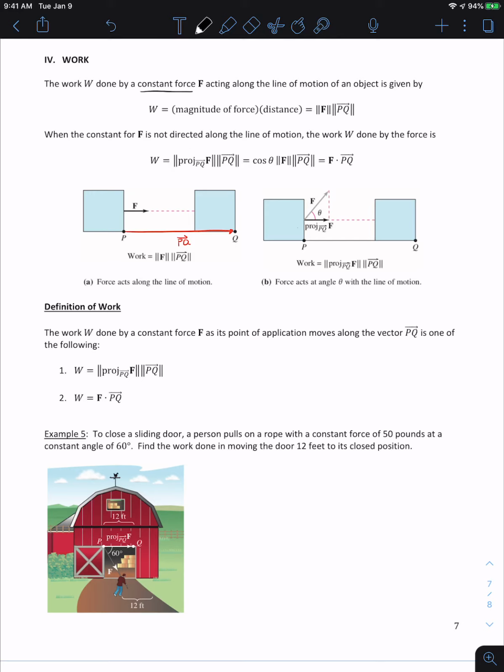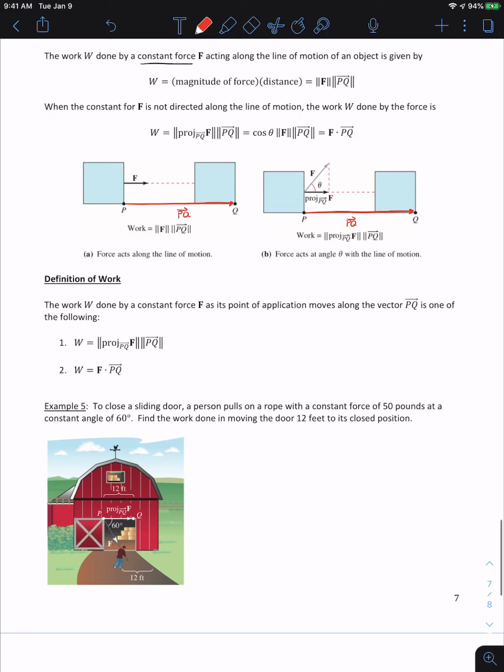And so if I direct my force at this angle theta, again, this is my directed line segment from P to Q. Right, this is PQ here. Then that's my formula. I do the magnitude of the projection of the force vector onto PQ times the magnitude of PQ, which we can manipulate using some of our formulas from above and find that it equals the cosine of the angle, right? Again, this is the angle right here. It's the angle that the force is acting with, times the magnitude of the force times the magnitude of the vector PQ.